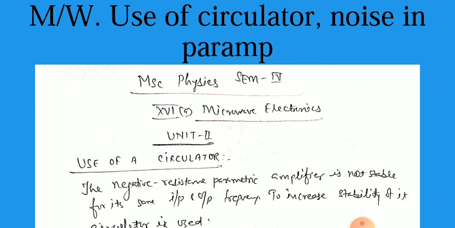The unit for today is Unit 2nd, and we will be trying to complete this Unit 2nd. There are two topics for today. Number one, the use of a circulator, and the second one is noise in parametric amplifier. So start from the use of circulator.